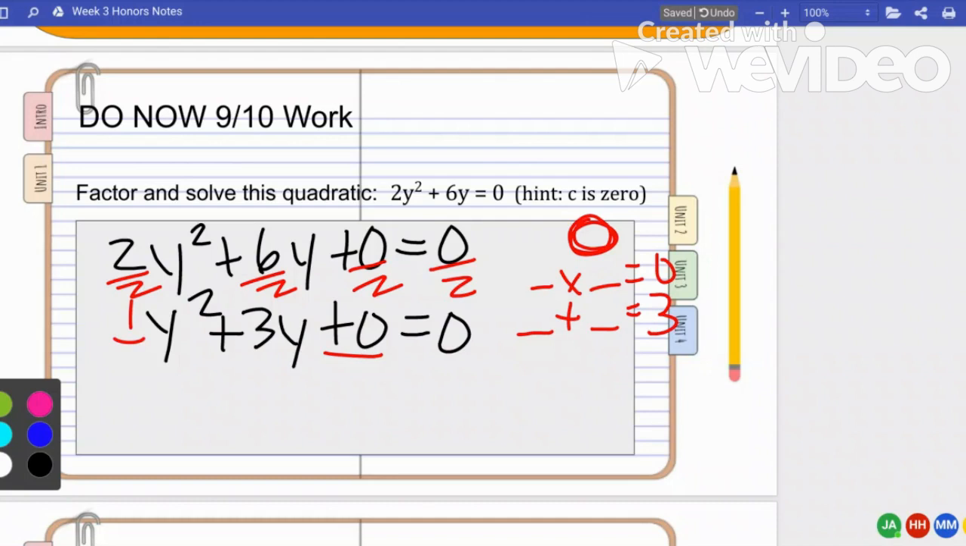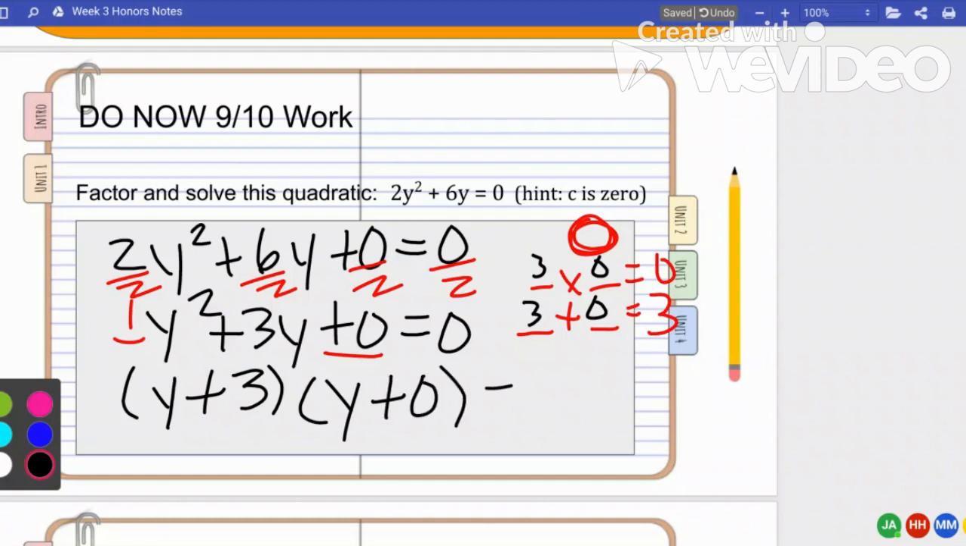So if you think about it, 3 times 0 is 0, and 3 plus 0 is 3. So it's going to be y plus 3, y plus 0 equals 0. And we solve both of these. We get y equals negative 3 and y equals 0.